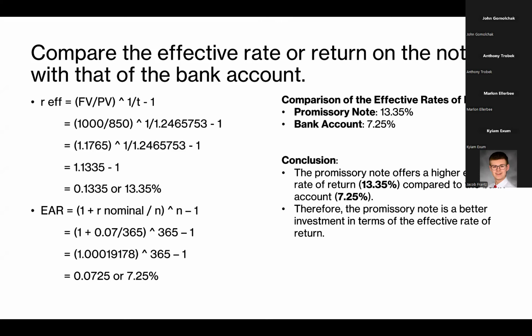versus the 7.25% of the bank account. And then the next one, you had to calculate the effective annual rate of return on the bank account. So use the effective annual rate formula, where R nominal is the 7% interest, and N is the 365 days, the number of compounding periods per year, so it's daily. You plug in those numbers and you get 7.25%. The conclusion from this one was the promissory note offers a higher effective rate of return of 13.35% compared to the 7.25% of the bank. Therefore, the promissory note is a better investment in terms of effective rate of return. And that's all we have.